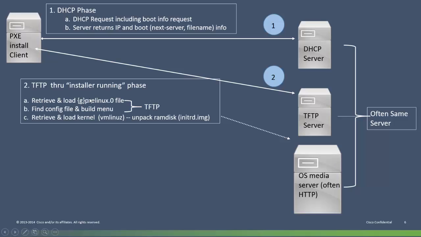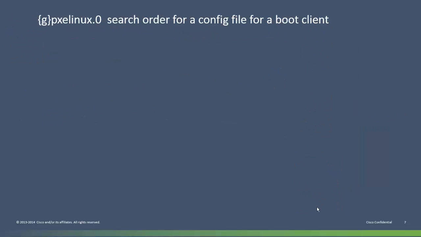In the newer PXE-Linux.0, the GNU variation, this last phase could be other protocols. In my example, you'll see it's actually HTTP, so I can load the installer kernel directly from the exact same medium on the same HTTP server where I'm actually going to be installing the OS. You may be familiar with the fact that the PXE Linux bootloader already has a way of classifying clients by having a search order for specific config files.